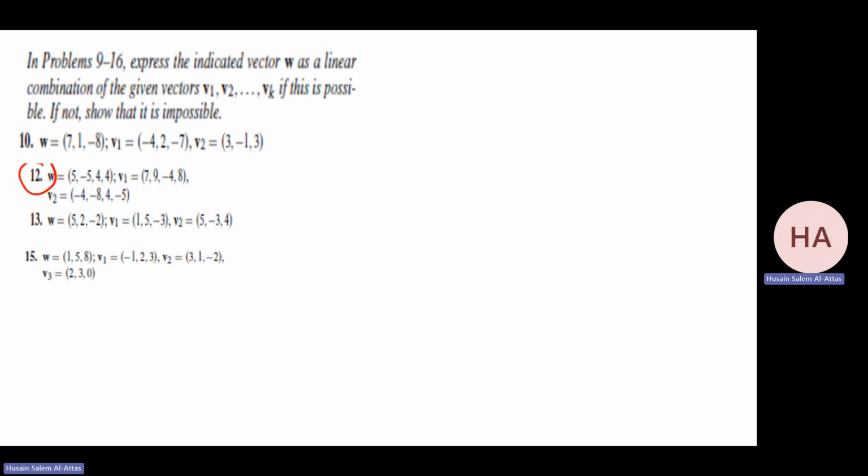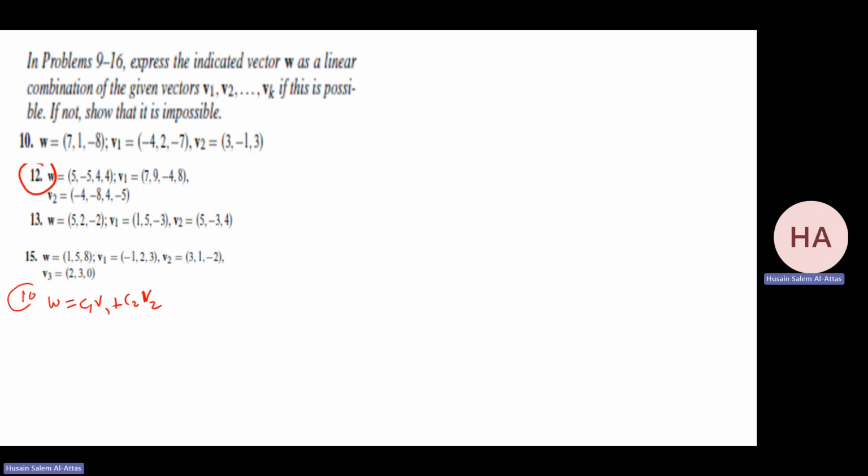I need to solve for W. Express the indicated vector as a linear combination of the given vectors, if this is possible. If not, show that it's impossible. So I'm to see if W can be written as C1 V1 plus C2 V2.